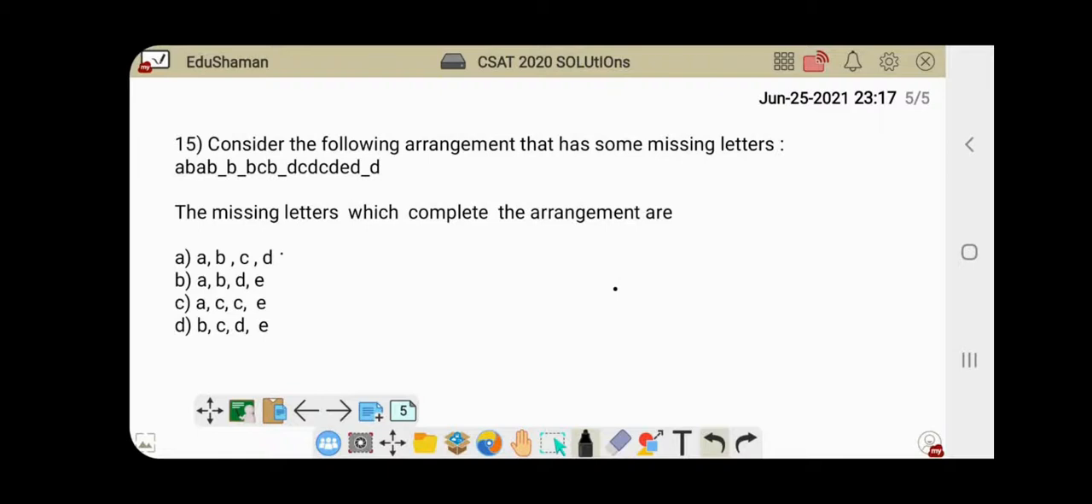Consider the following arrangement that has some missing letters: AB, AB, _B, _B, C, B, _D, C, D, C, D, E, D, _D. The missing letters which complete the arrangement are option A, B, C, D. You can see for yourself. In these kind of questions, we always have to identify a pattern. So what is the pattern that we can see here?